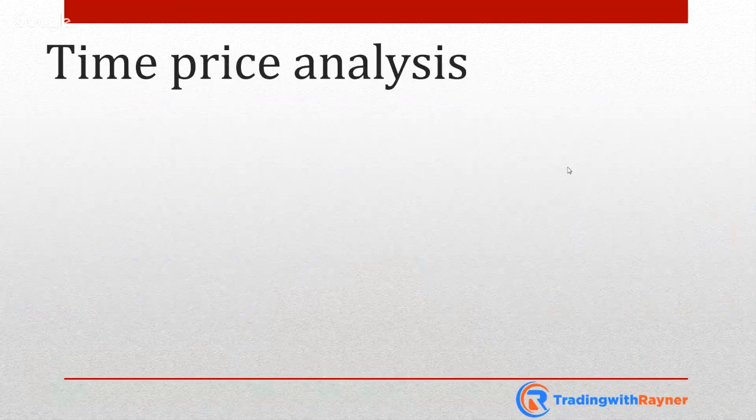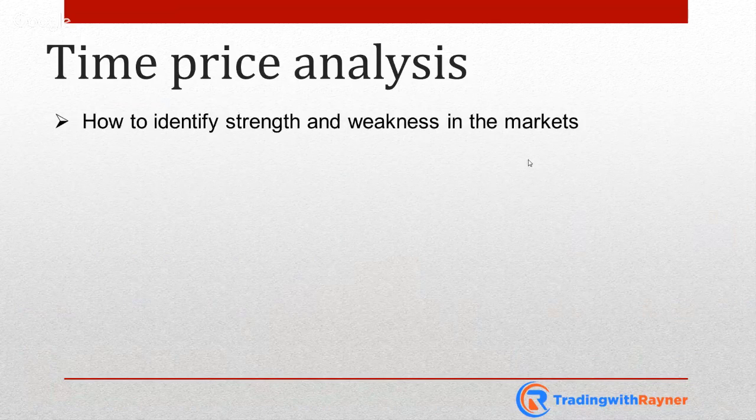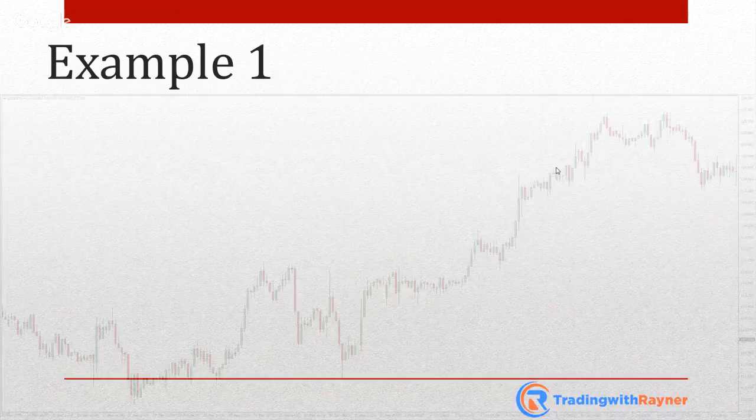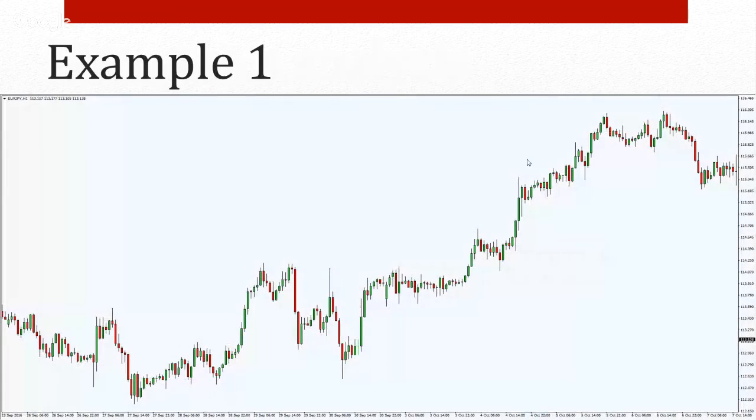So I want to move on to this section over here called time price analysis. Basically, it helps you identify strength and weakness in the markets. For example, if you look over here, you can see that you have an uptrend, a series of higher highs, higher lows. However, where I want to alert you is this portion over here, this swing over here. Notice that this is the first swing that took out the previous low, and it hasn't happened prior to this up move over here.